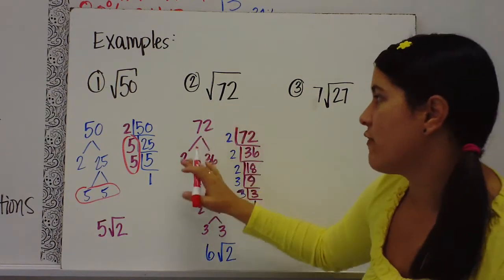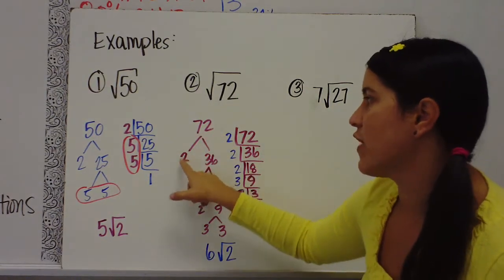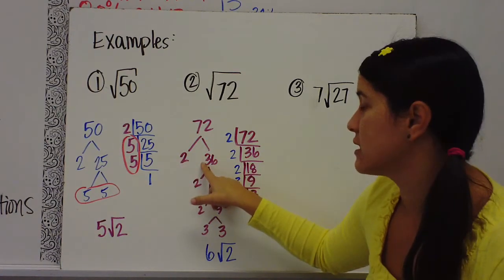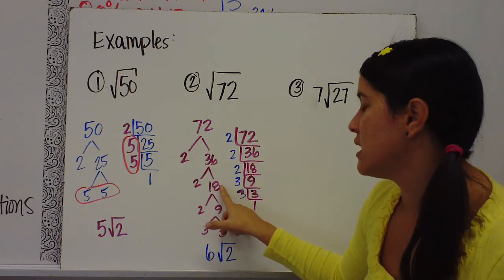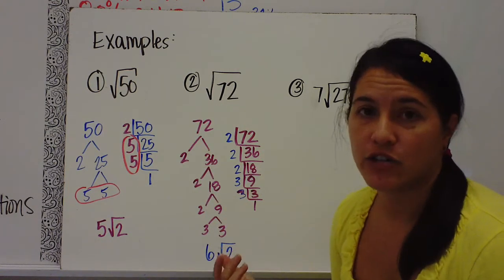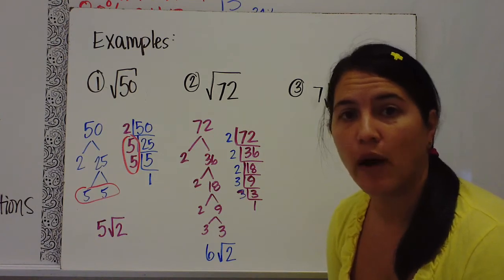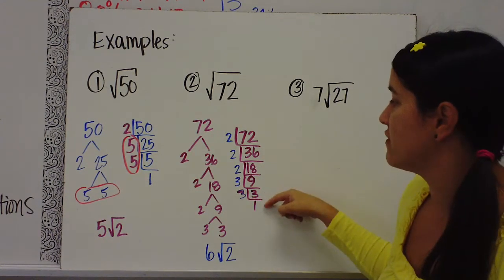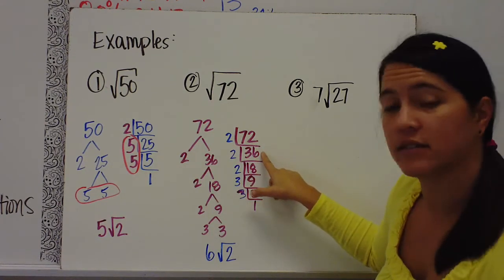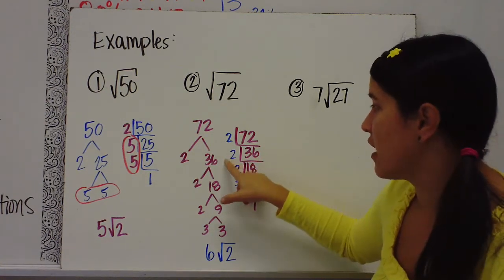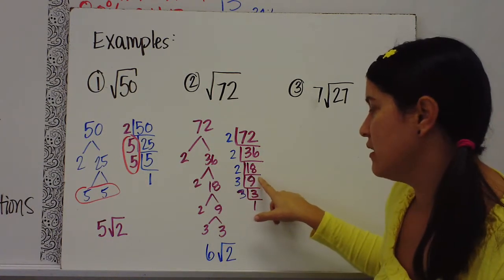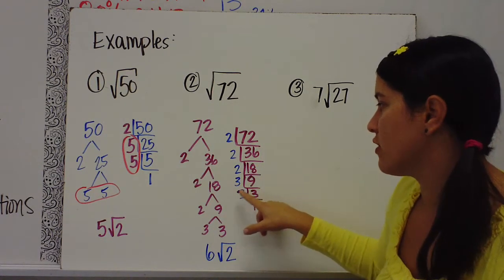Square root of 72, factor tree right here. We're going to factor out, or use prime factors. So we divide 2, 36, and then 2 and 18, 2 and 9, 3 and 3. Factor tree, remember you have to use your prime factors. Upside down division, you're going to divide by the prime numbers. 72 divided by 2 is 36. 36 divided by 2 is 18. 18 divided by 2 is 9. 9 divided by 3 is 3. 3 divided by 3 is 1.